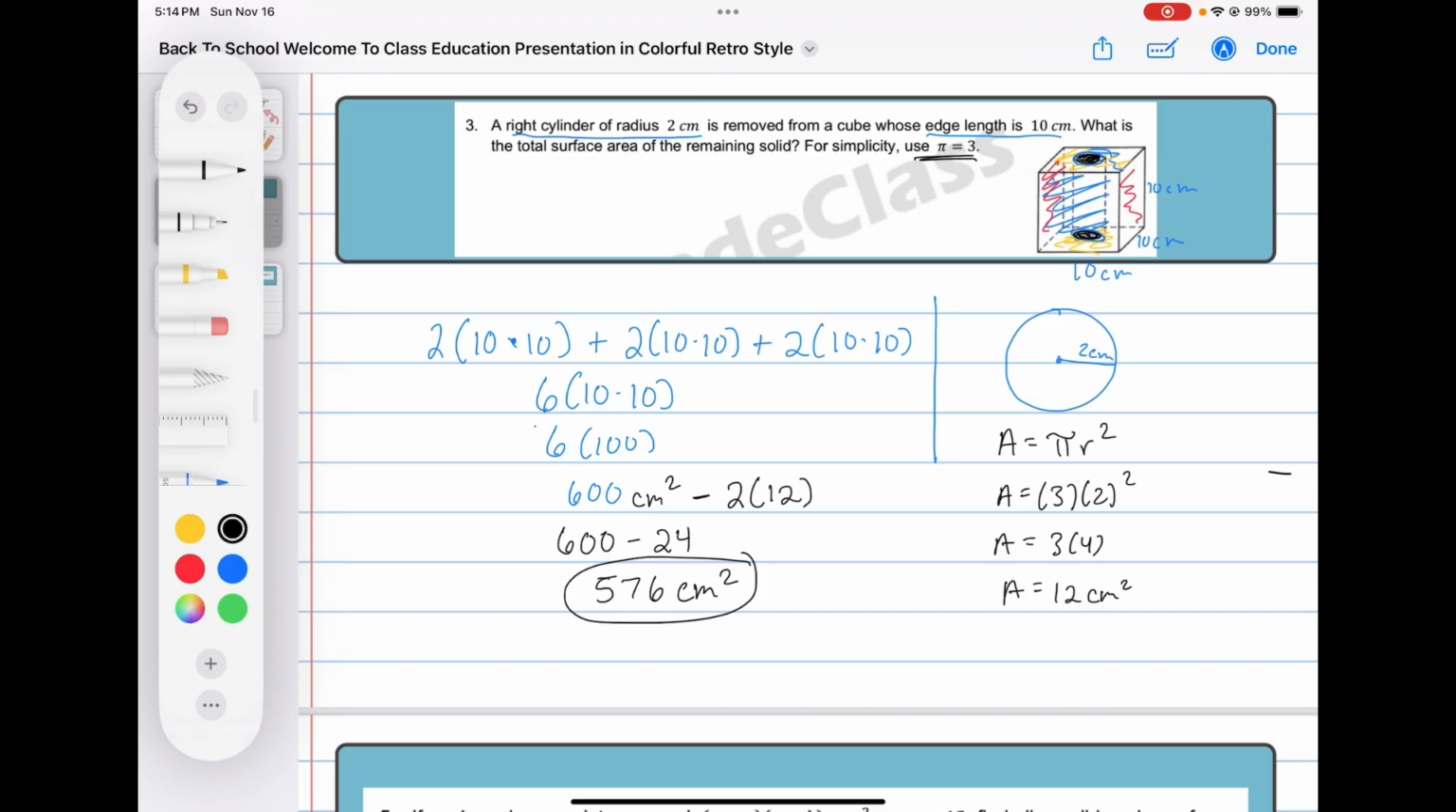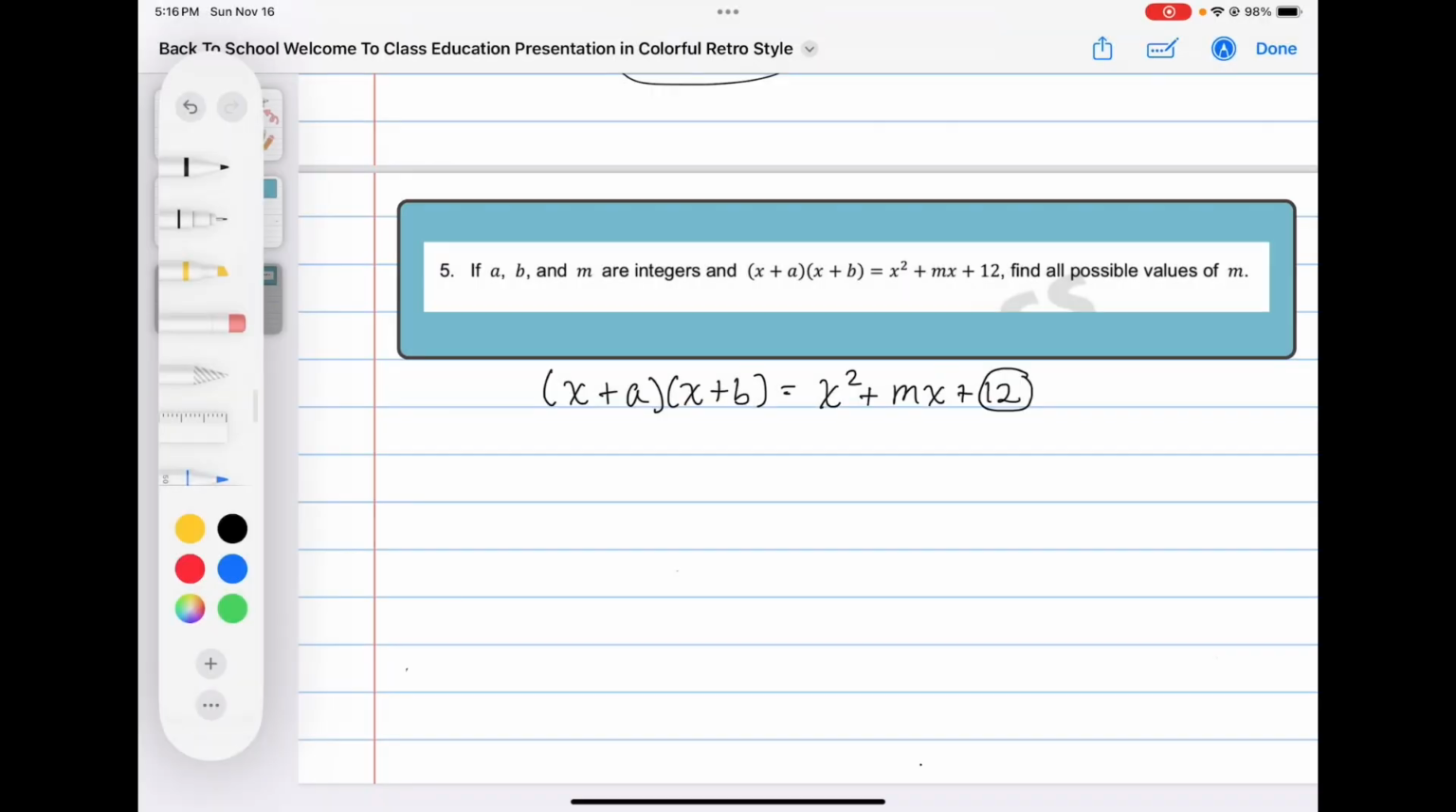Okay, now looking at problem number 5. Problem number 5 dealt with multiplying binomials and relating it to the trinomial x squared plus mx plus 12. So a, b, and m all have to be integers.